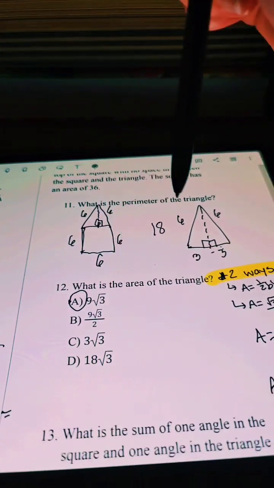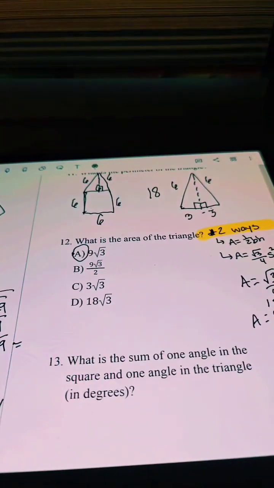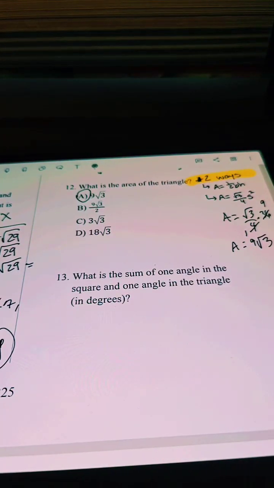So, number 11 is 18. Number 12, yes, good. Okay.